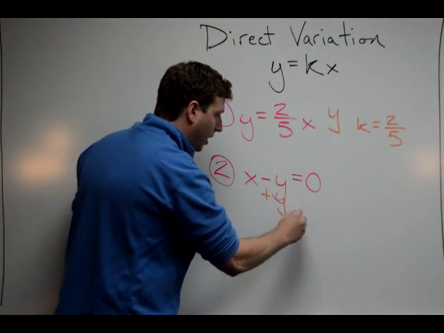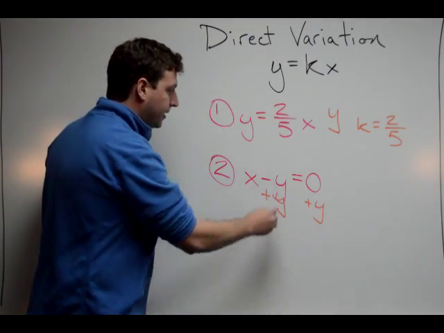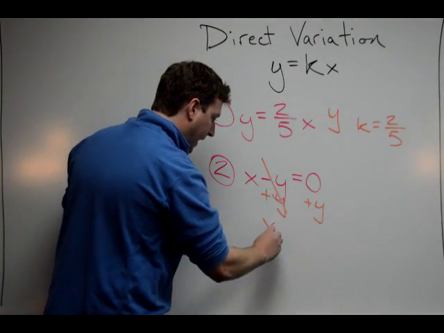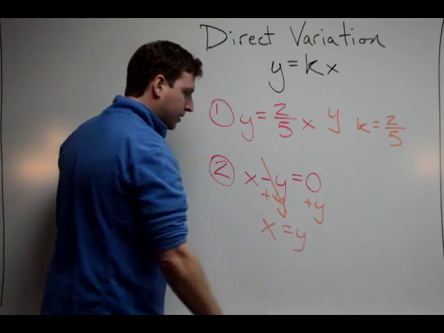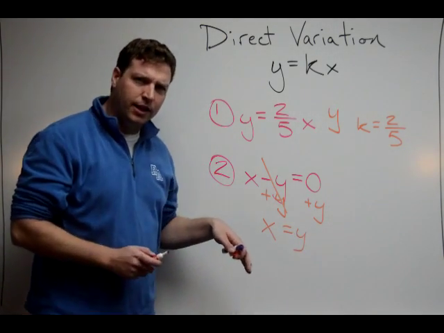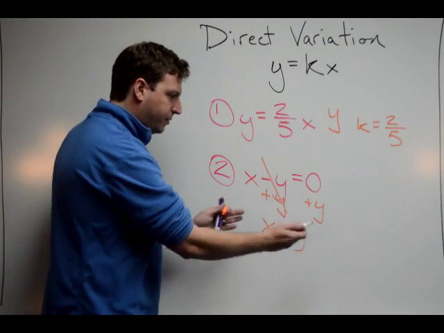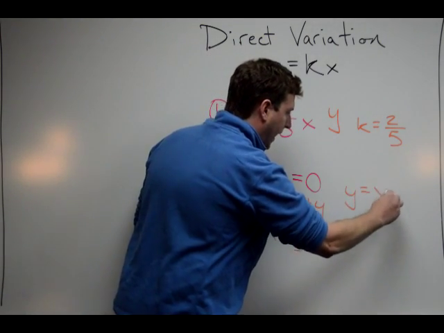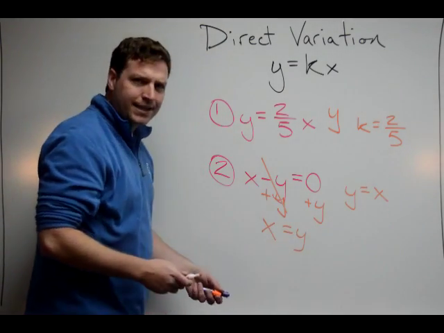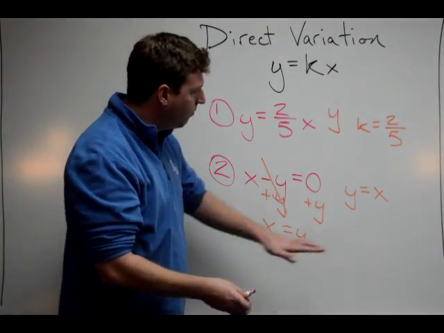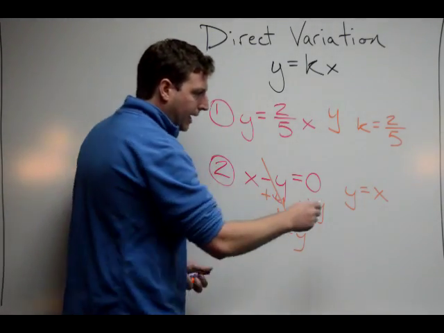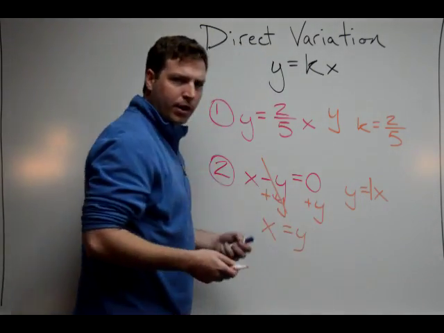I'm going to add y to both sides. It's going to cancel on this side, and what I end up with here is x equals y. Once again, not quite as friendly looking as I would want it to, but if I spin that around, I end up with y equals x. And again, it seems a little confusing, but if I have 1x, that means I have a 1 in front of it. Meaning my constant or my coefficient, we don't see it, but it's there.